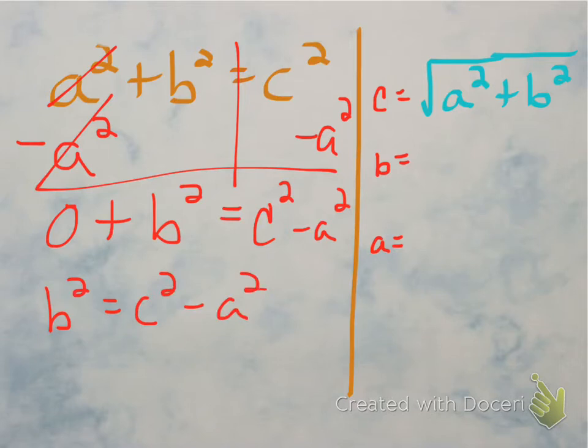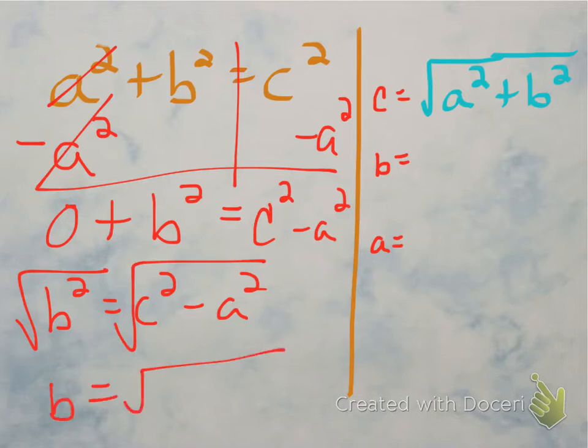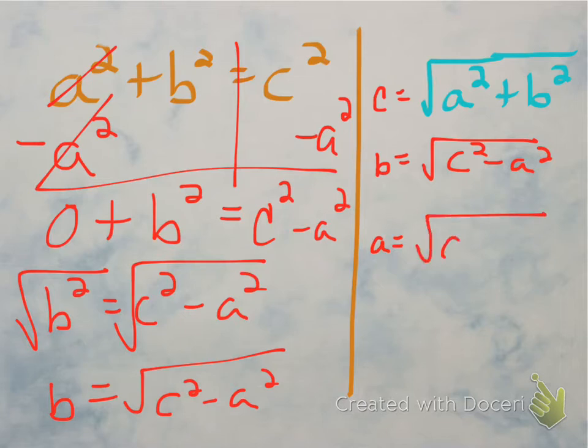Now, how did we find C? We had to take the square root of B squared. And you end up getting the square root of C squared minus A squared. And guess what? It ends up being the same thing for A. The only difference is the A switches with the B.